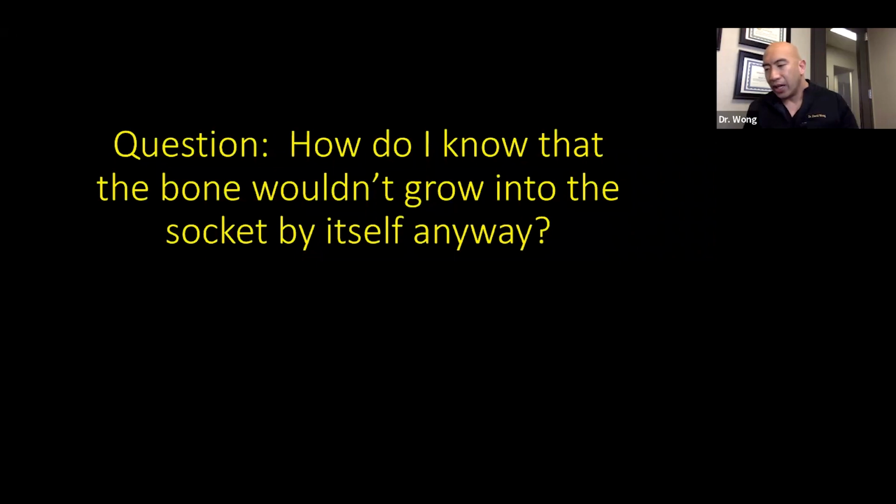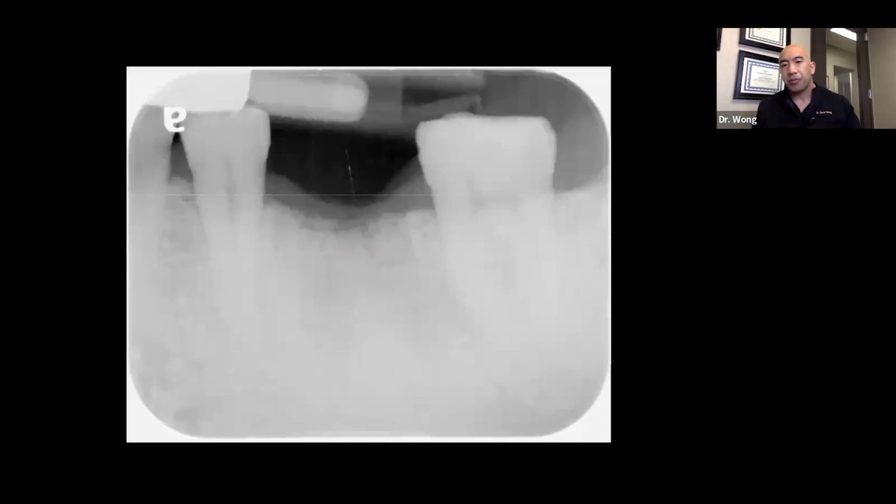So the question that I get from a lot of people is, how do I know that the bone wouldn't grow into the socket by itself anyway? They're always like, I used to take teeth out all the time and it always heals up beautifully. Well, let me show you this. Prime example, I had a doctor refer this case to me. He wanted me to do an implant on his patient for tooth number 19, sent me this PA, said, now look at the PA. I didn't even graft the socket. It looks great. And I was like, well, that's nice and all, but we need a CBCT.